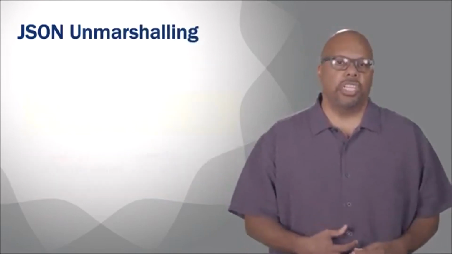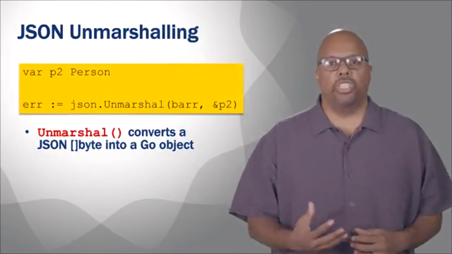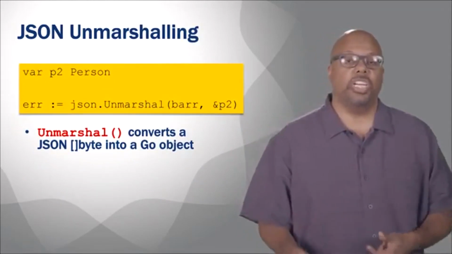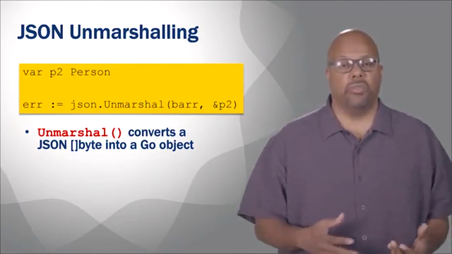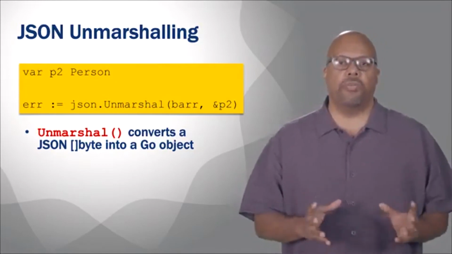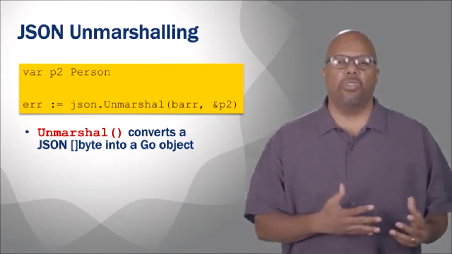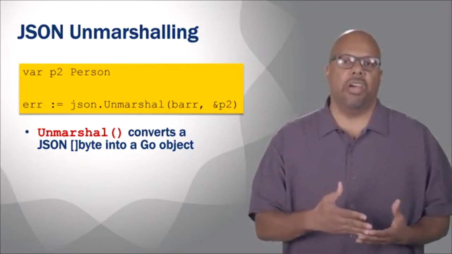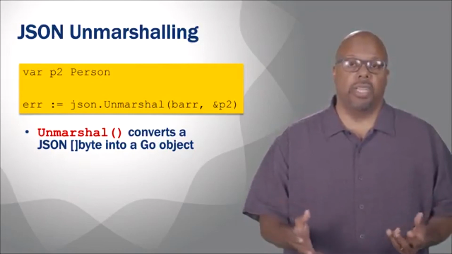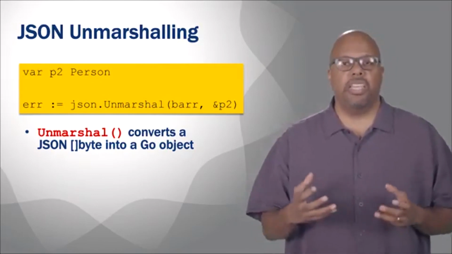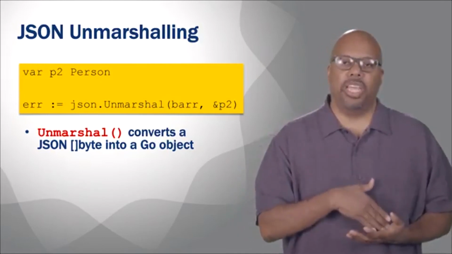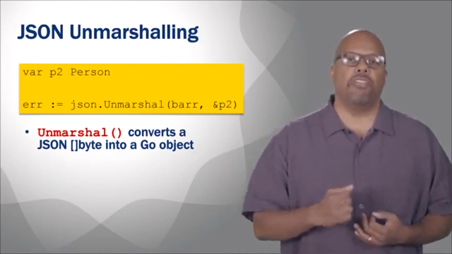So JSON unmarshalling is going in the opposite direction. What you're trying to do is take some byte array, which contains a JSON object, and convert that into a Golang object, which stores the same information. So going from the last slide, we're again talking about this person struct. Let's say we have already made our B array, and that's a person. It's a JSON representation of a person. Now we want to unmarshal it. So we want to take this JSON representation and create a Golang struct which contains the same information.